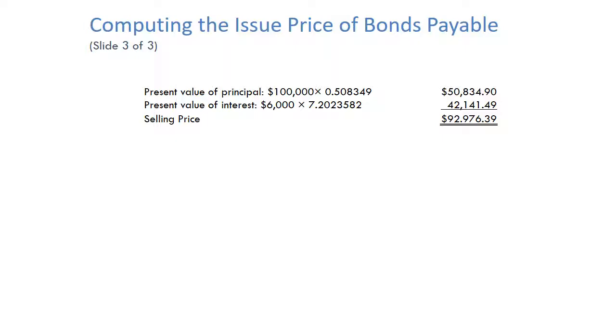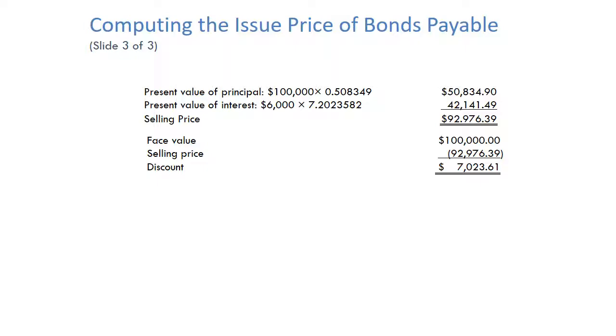Add those two together. Now the bond is selling at a discount, at $92,976. So the face value is $100,000, but the company is only going to be able to get $92,976 when they sell it. So they've discounted this note $7,023.61.